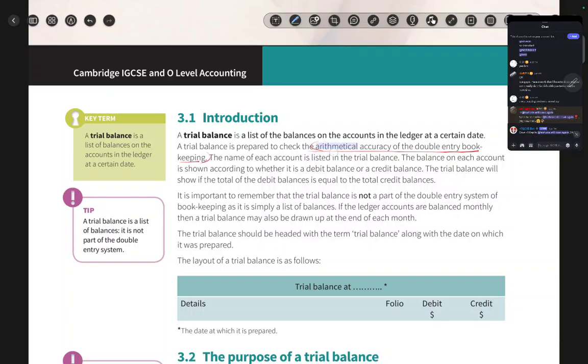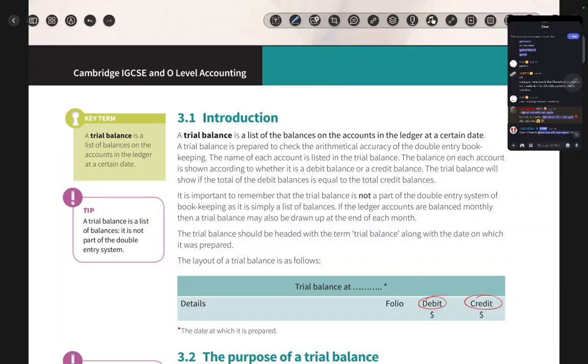Because in MCQs, they'll use this word, and they'll ask questions on the usage of a trial balance, and you have to say arithmetical accuracy, okay? The name of each account is listed in the trial balance. The balance of each account is shown by the debit balance or credit balance. So again, they also have a debit and credit side. A trial balance will show the total of the debit balances is equal to the total of the credit balances.